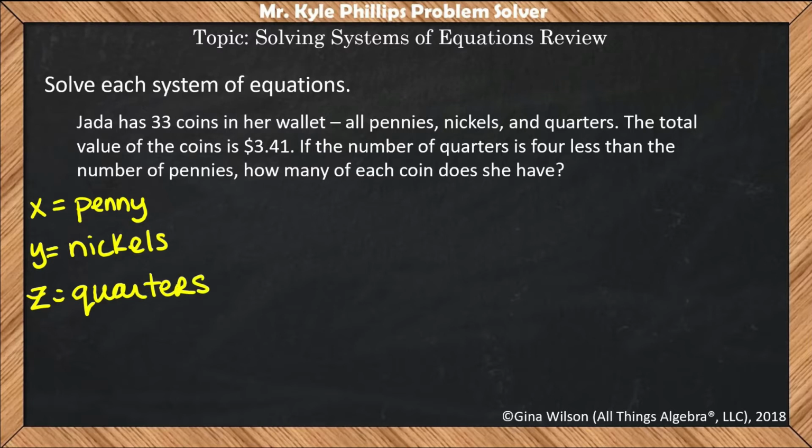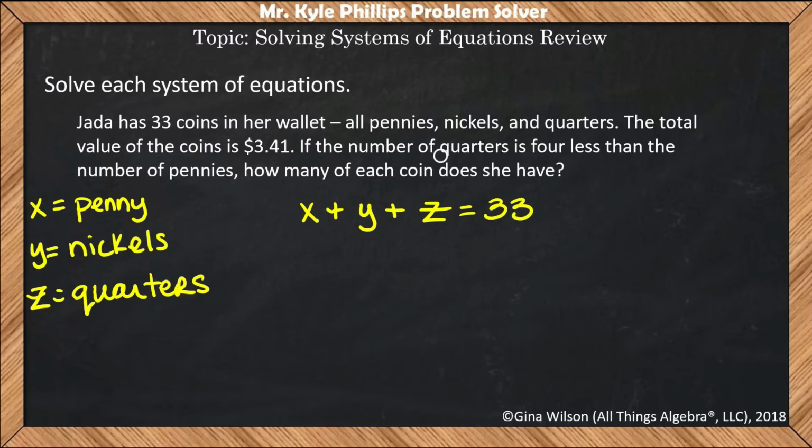Now, they already give you the first equation in the first sentence. See, Jada has 33 coins in her wallet. So if you took all the pennies, all the nickels, and all the quarters, and you counted how many coins you have, you would have 33. So our first equation, we can say X plus Y plus Z is going to give us 33.